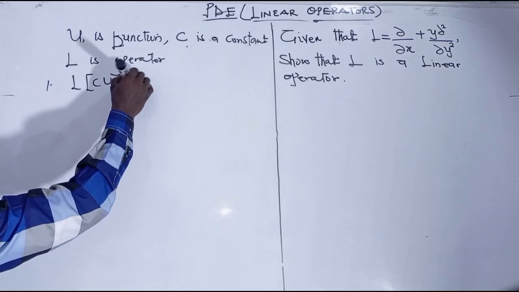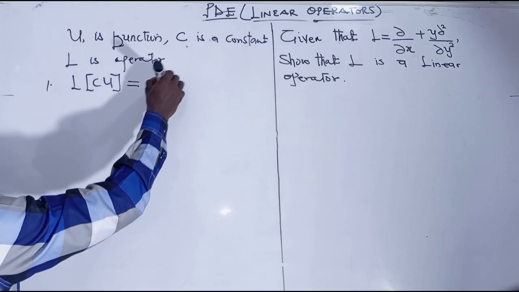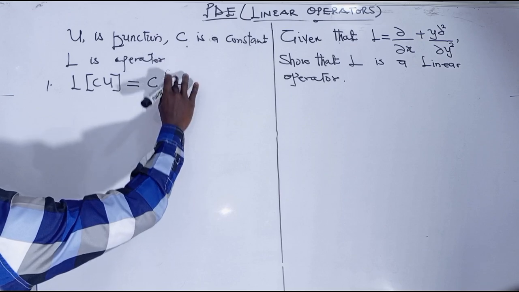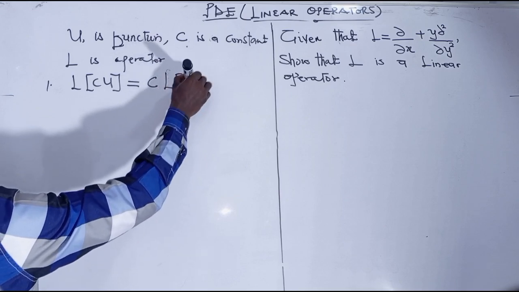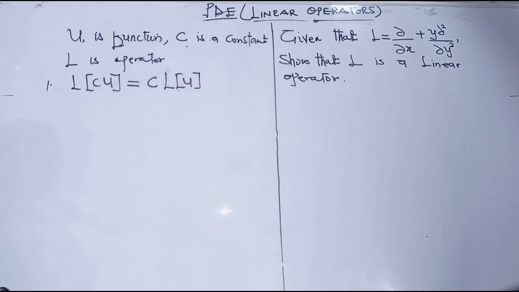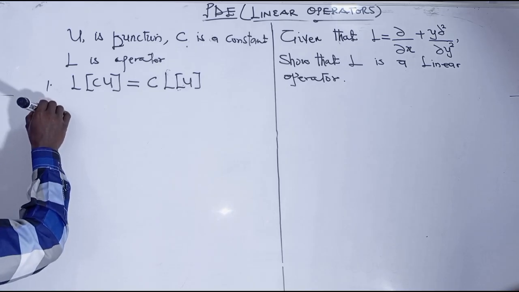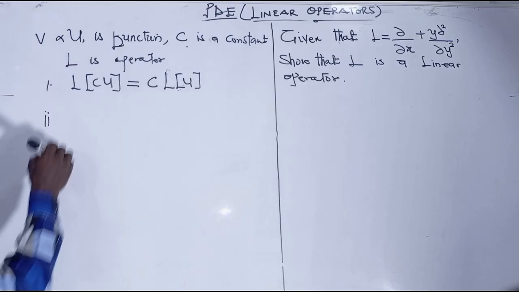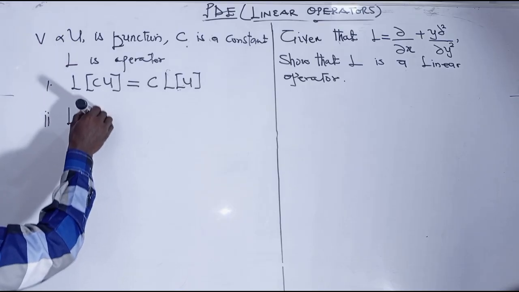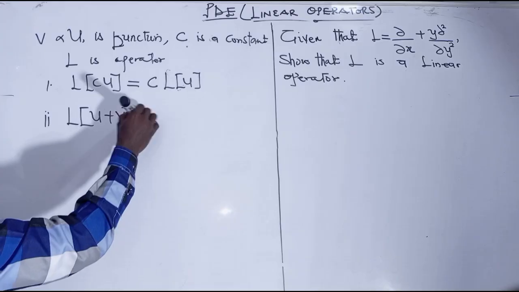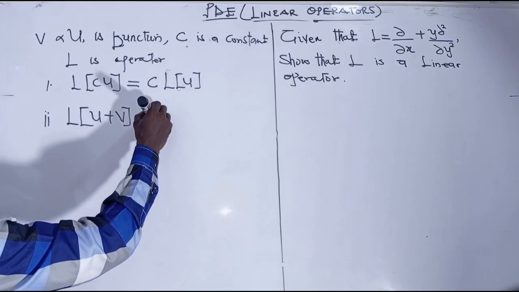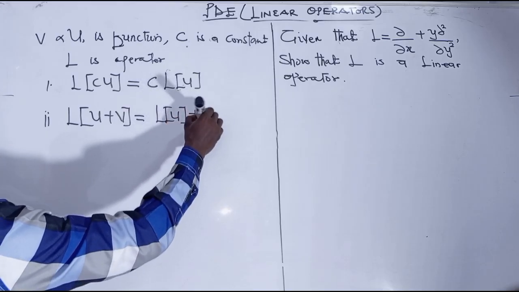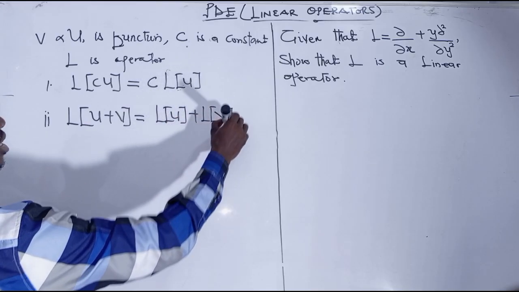L(cu) should be the same as cL(u). So this is the first condition. And then the second condition is if we have two functions, so we are going to add another function to this, let's say v. So we have L(u + v) should be equal to Lu, that is L operating on u, plus L operating on the function v.